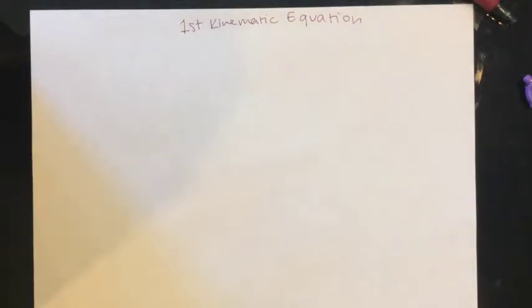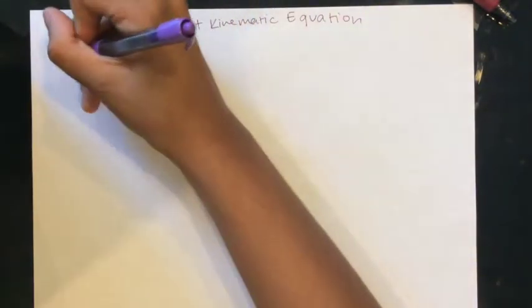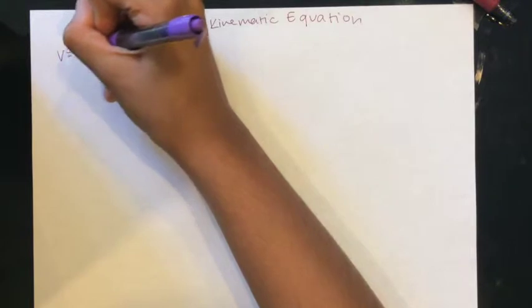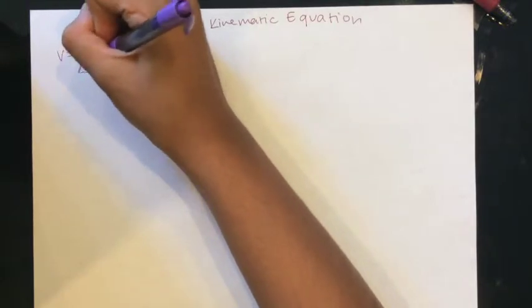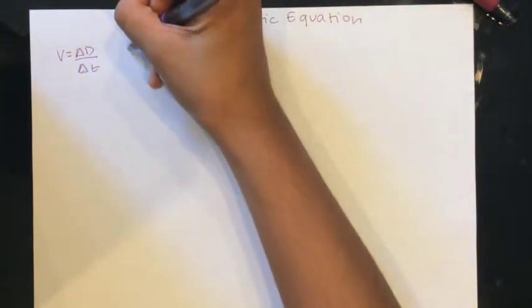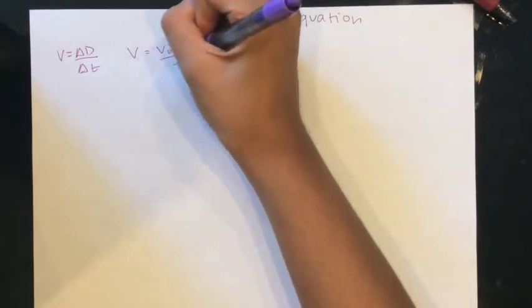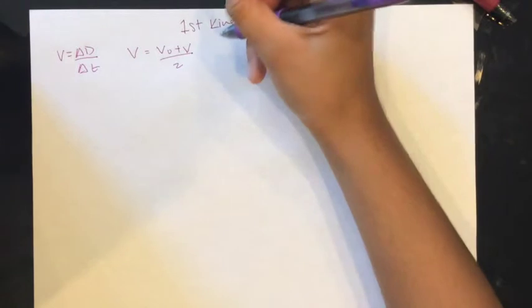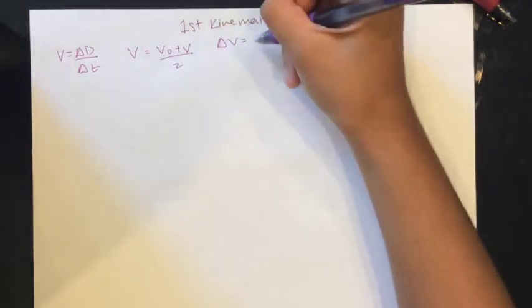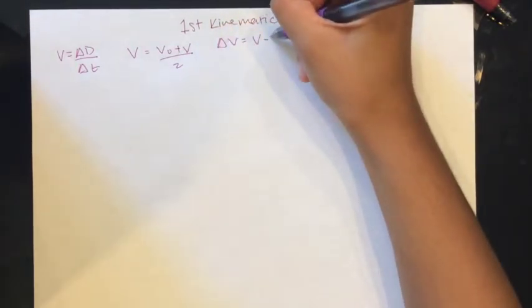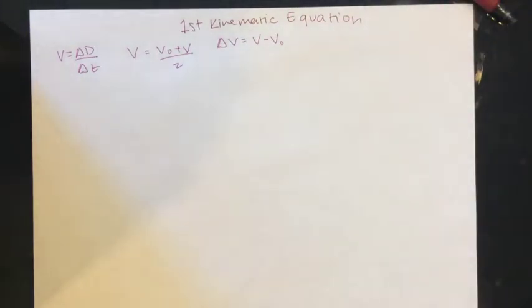For the first kinematic equation, we want to try to find velocity. We can use the equations we already know to help us get there. We know that velocity is delta d over delta t. We also know that velocity is (v naught plus v) over 2. Change in velocity is final velocity minus initial velocity.